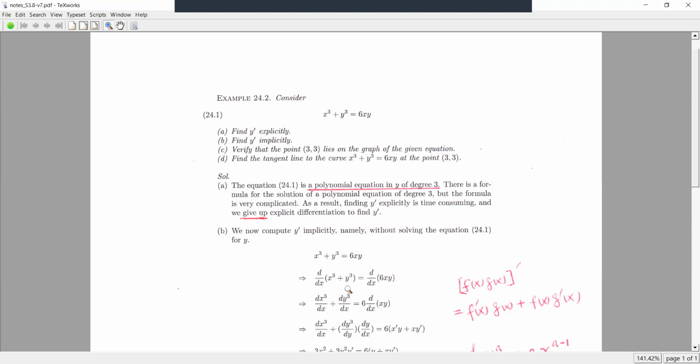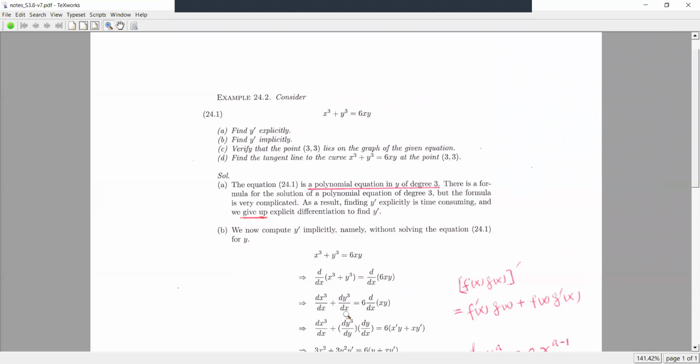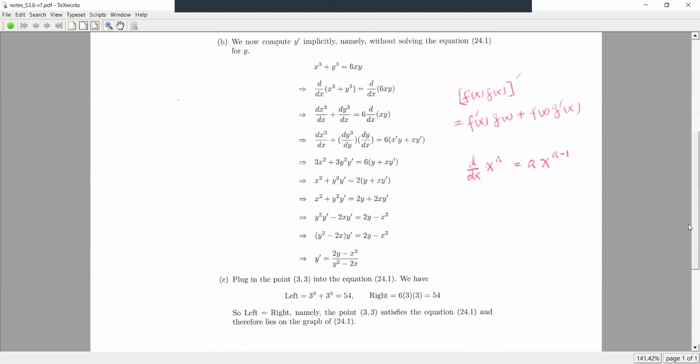The derivative on the left side is a sum of two functions. By the summation formula, this derivative is equal to the sum of these two derivatives. Now, about this equation, we need to compute these three derivatives. To compute the derivative of y to the third with respect to x, we need the chain rule. By the chain rule, this derivative is equal to the product of these two derivatives.